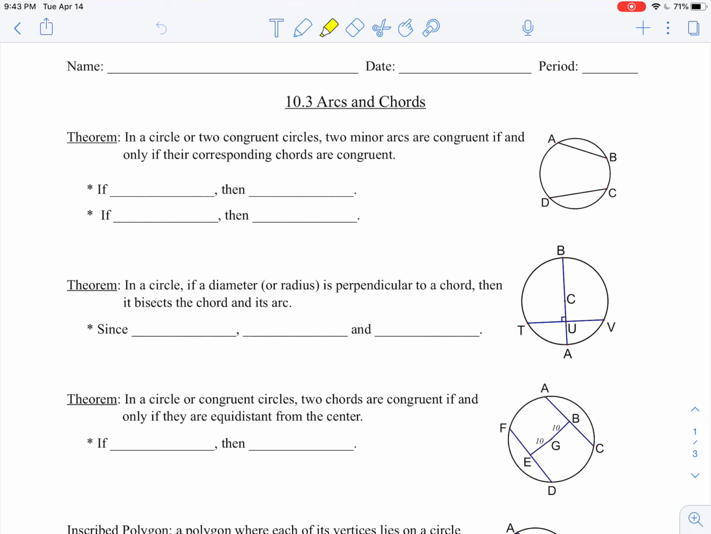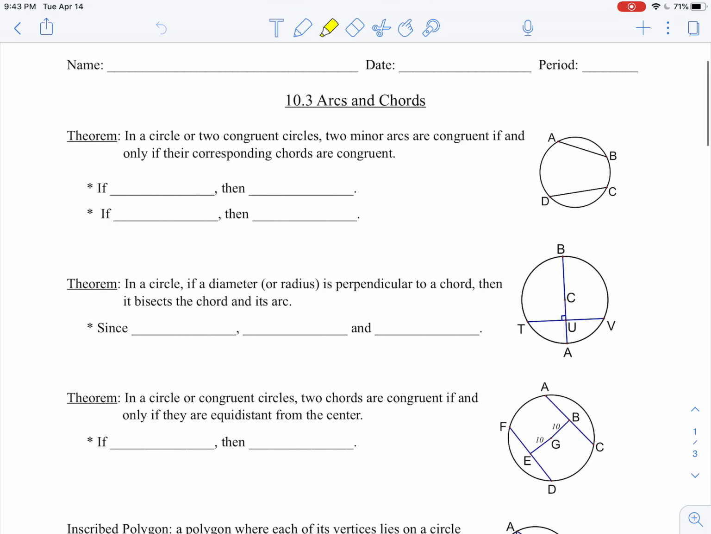are congruent. If you take a look at the first picture on your notes, that means that if I know that arc AB and arc CD are congruent, then I can also assume that chord AB and chord CD, which are line segments, must be congruent as well.